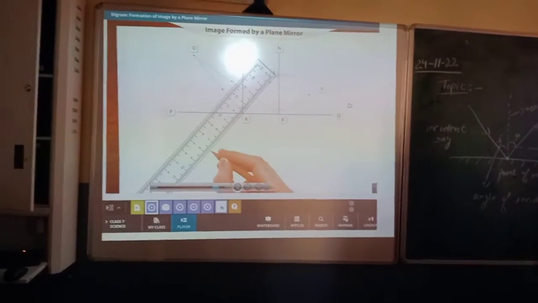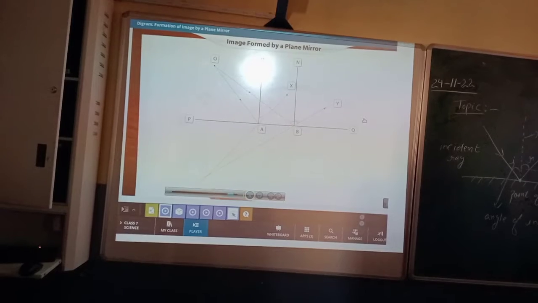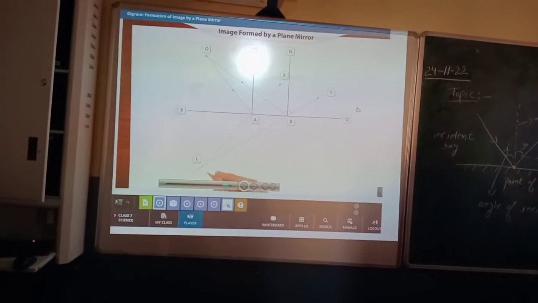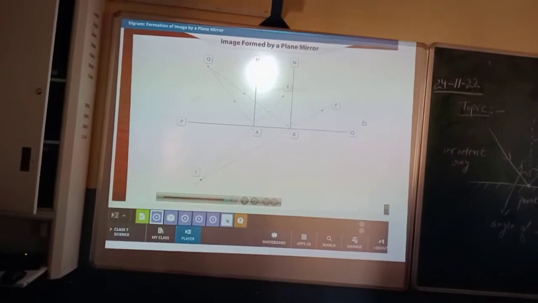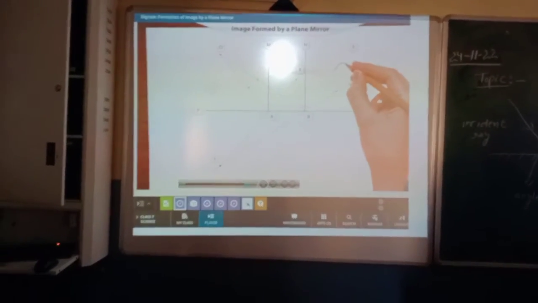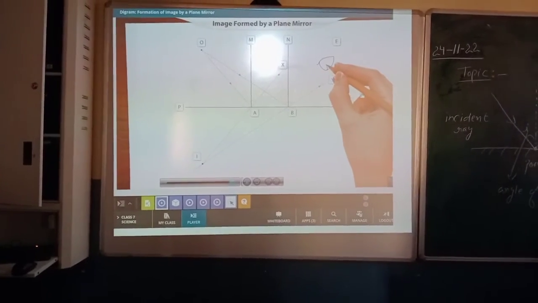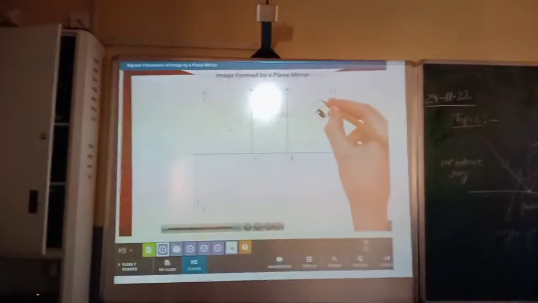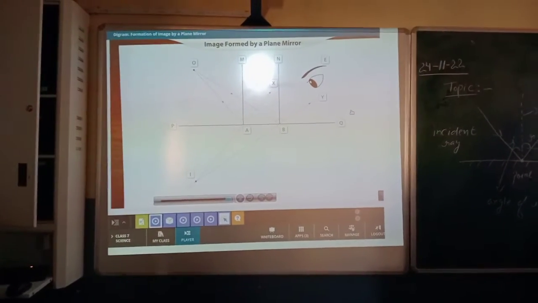Extend the rays AX and BY backwards till they intersect at a point I. Draw an eye to represent the observer. The observer sees the image of the point object O at point I in the plane mirror.